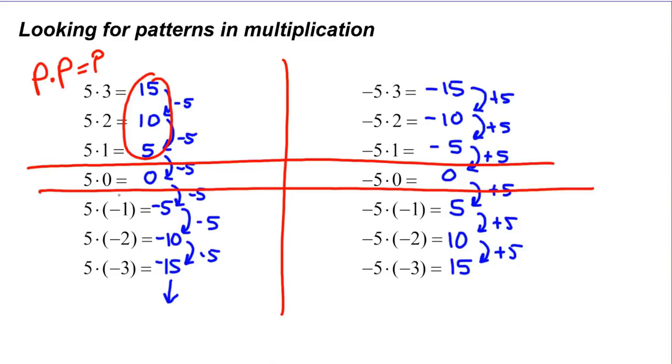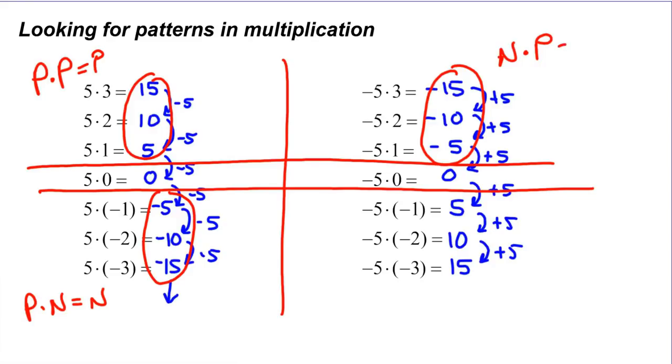Down here in the lower left, we have a positive number times a negative number, and all of those ended up being negative. In the upper right, we have a negative times a positive, and all of those numbers turned out to be negative. Down here, we have a negative number times a negative number, and all of those turned out to be positive. And here in the middle, we just had a positive times 0 and a negative times 0. Both of those turned out to be 0 because anything times 0 is always 0.